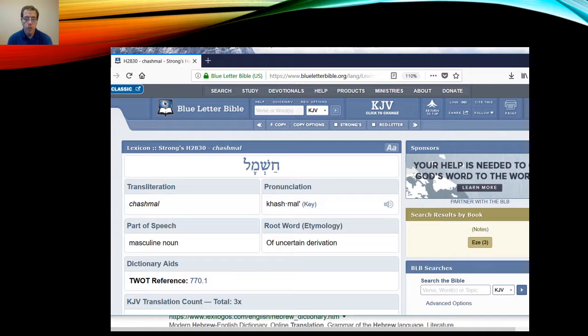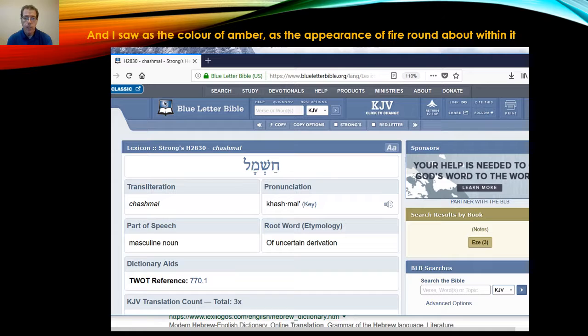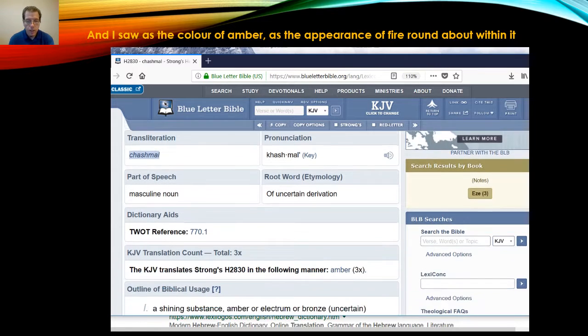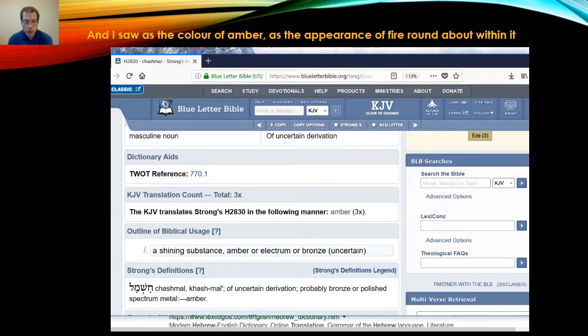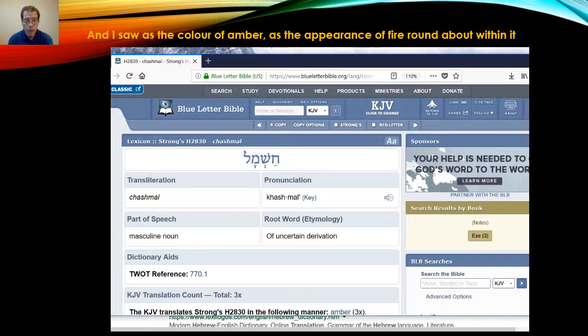So when we look up this word, hashmal, we get an interesting result. Remember, it is likened to the appearance of fire, or at least connected to the appearance of fire. And I saw as the color of amber, as the appearance of fire round about within it. So I look up this word hashmal and see what we get. Hashmal: amber, a shining substance, amber or electrum, uncertain though. Amber is what it's translated 3 times.